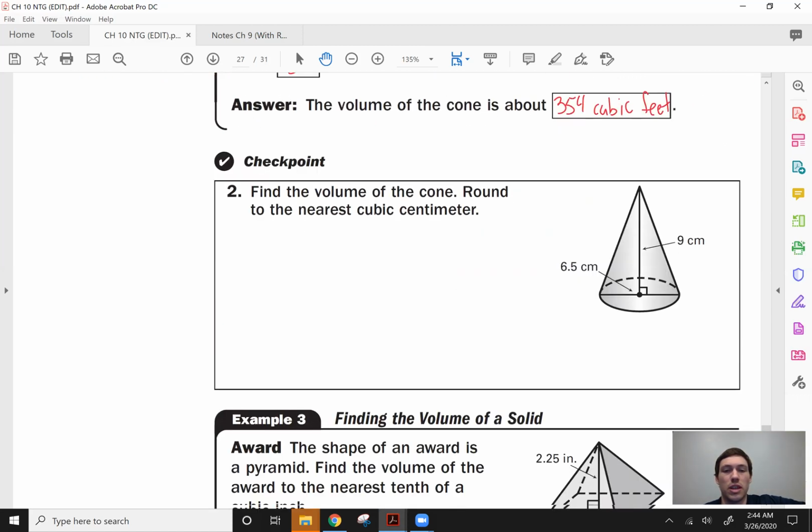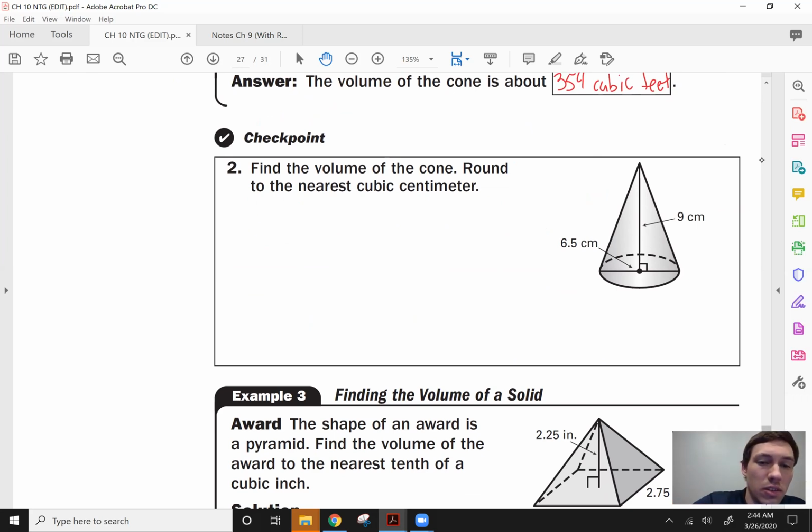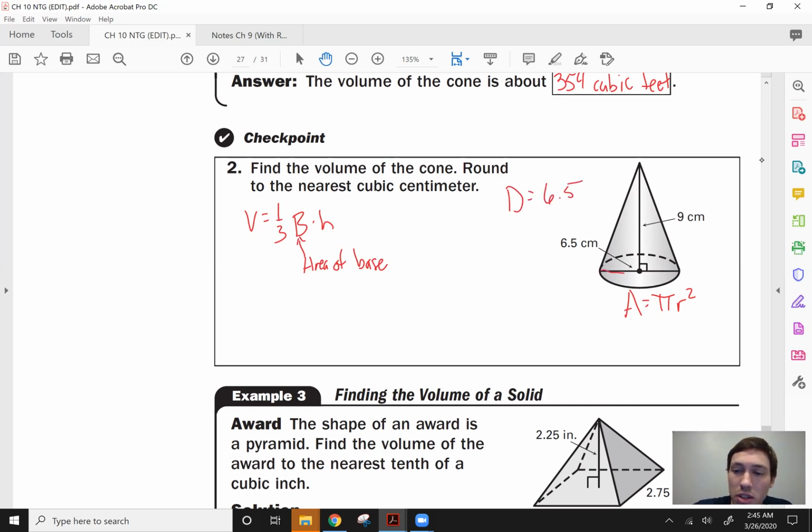So let's do an example like that. Again, volume equals 1/3 area of the base times the height. Remember, this is area of base. In this case, it's a circle. Area of a circle equals pi r squared. Well, what's r? Well, if the diameter is 6.5, this whole thing is 6.5. The radius is half of that, so 3.25.